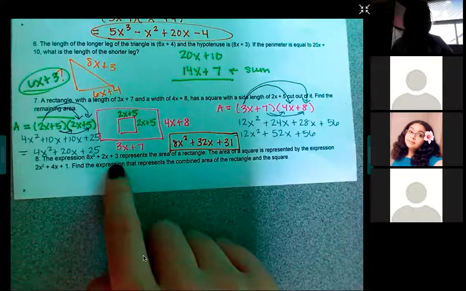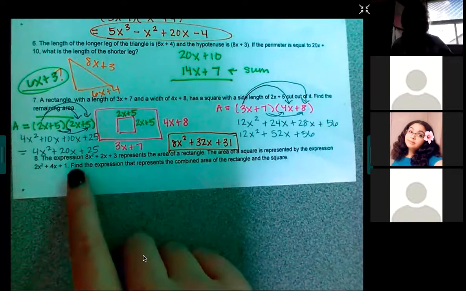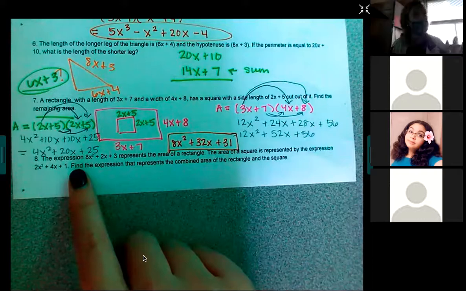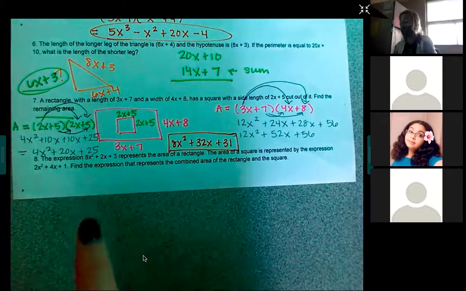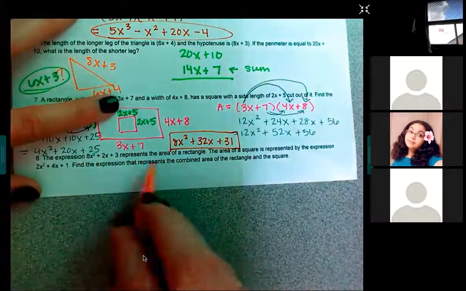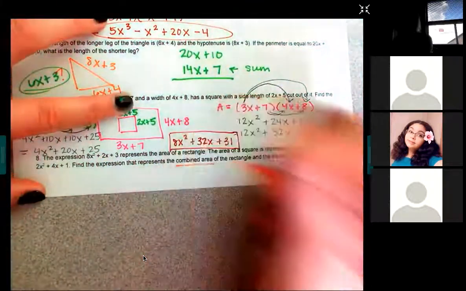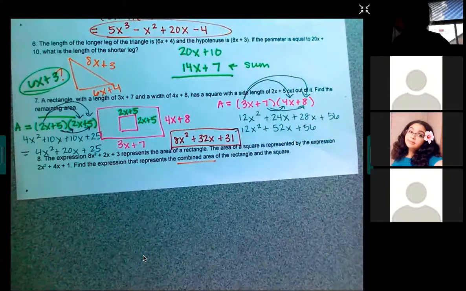Okay? This next expression is the area of a square. Again, I'm not telling you to find it. I'm telling you that is the area. So then the problem says, find the expression that represents the combined area. What does it mean to combine two things? Add. Just add them, y'all.